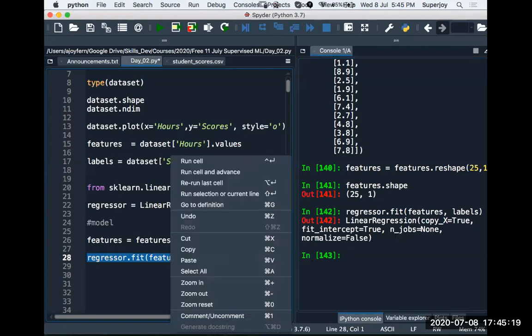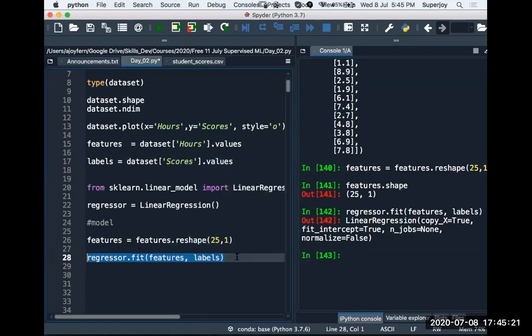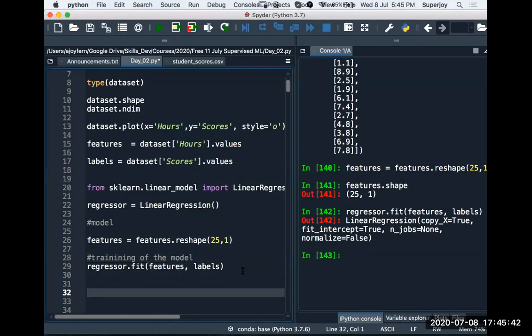Once the fitting has been done, this fitting is called training of the model, guys. Always remember, we call this the training of the model. Once the training has been done, that means it has identified the best fit line. It has drawn the best fit line internally.